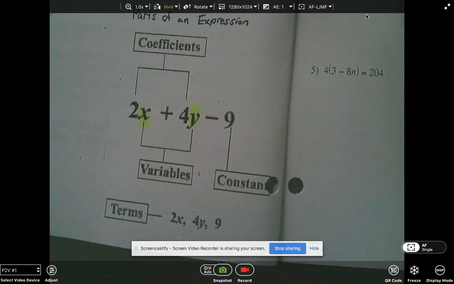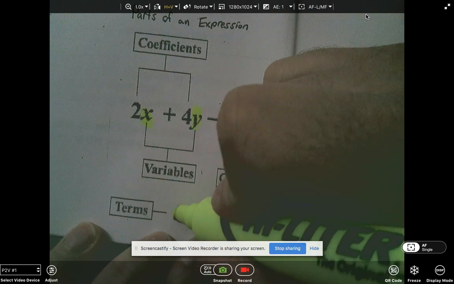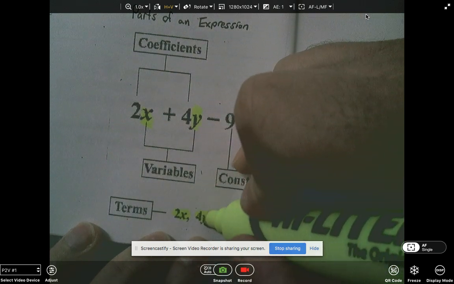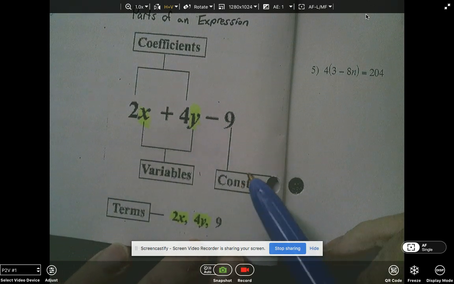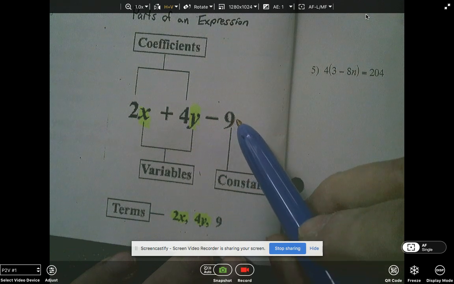So if I said, what are the variable terms? Hopefully you would say it's just 2x and 4y. Then let's say we're looking for the constant. So the constant is literally just, if it's just an integer.